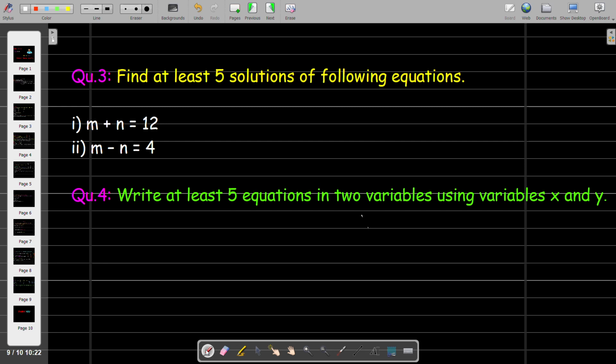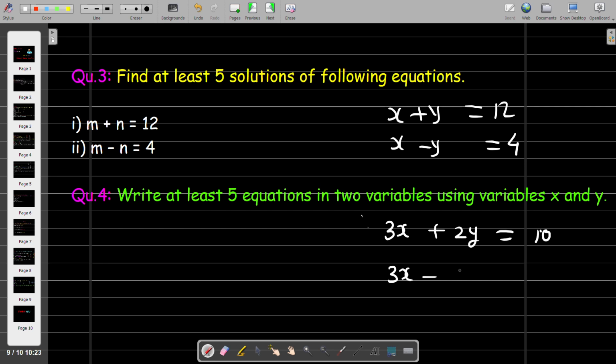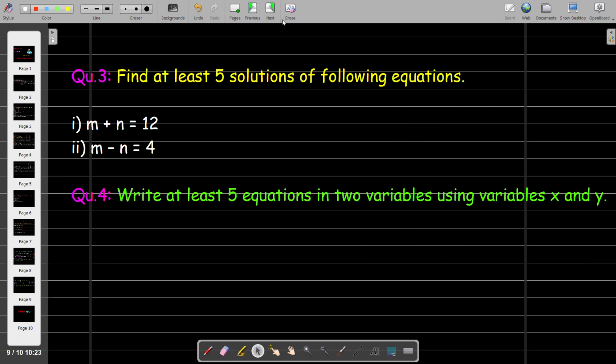Write at least 5 equations in two variables using variables x and y. Replace m and n by x and y. Therefore x plus y is equal to 12. This is the first equation. x minus y is equal to 4. We will write here 3x plus 2y is equal to 10, and 3x minus 2y is equal to 1. In this we write equations which are in two variables.